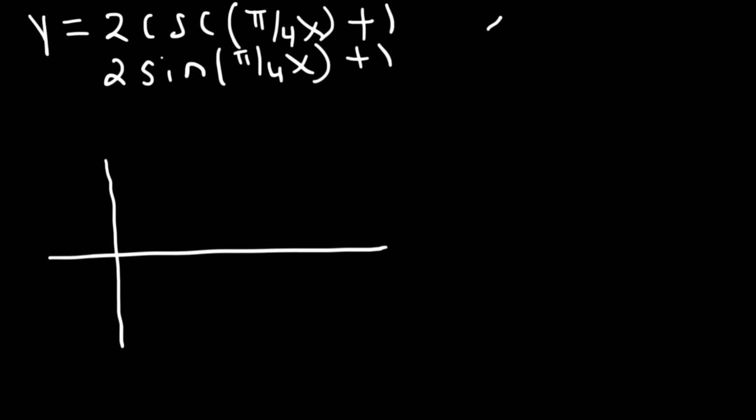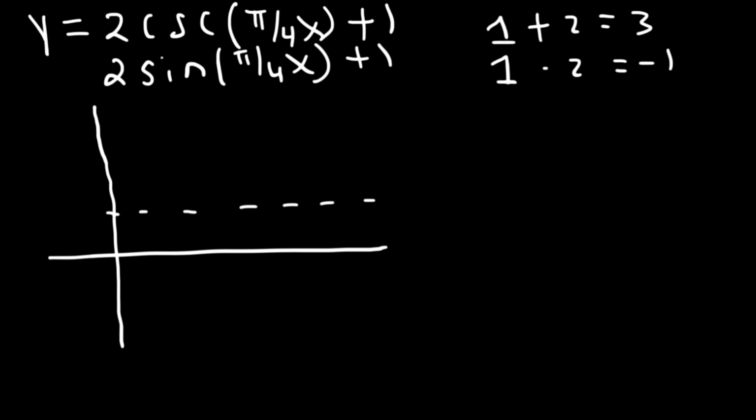So we can see that the vertical shift is 1. If we add 2 to it, the upper limit is 3. And if we take away 2, the lower limit is negative 1. So there is our midline. The graph is going to go up to 3 and down to negative 1. Now, there's no phase shift because there's no c value. Keep in mind, inside the parentheses is bx plus c. Since c is 0, the graph is going to start at an x value of 0. So we don't have to worry about the phase shift in this particular instance.